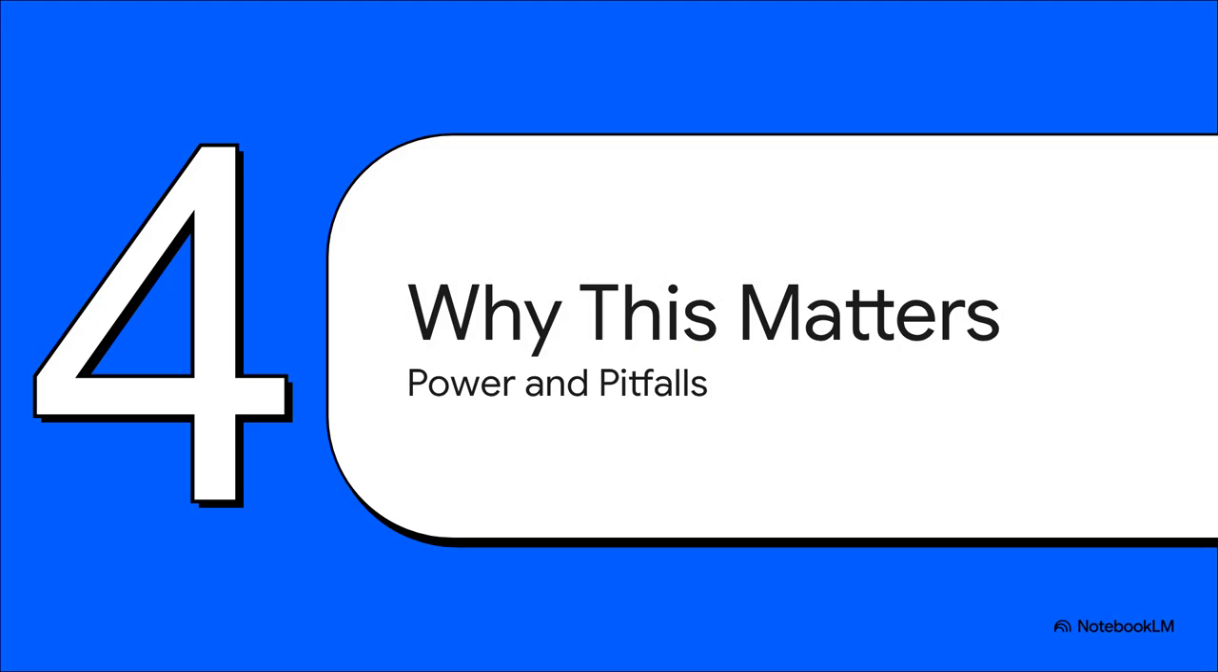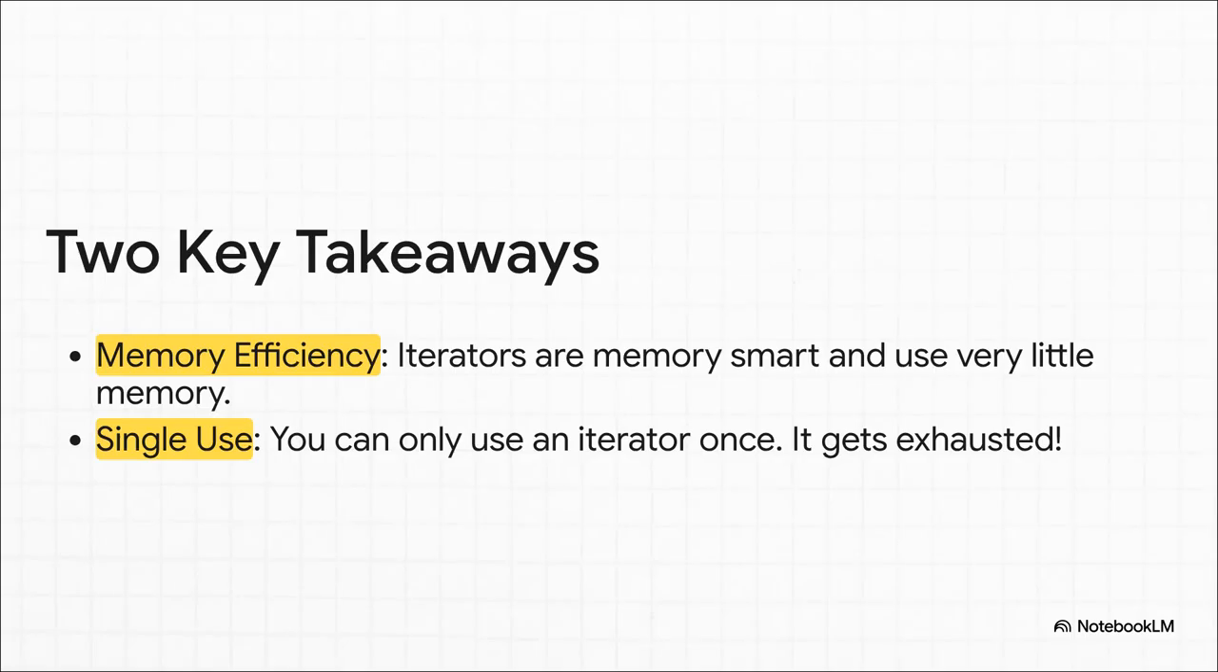Okay, so you might be thinking, this is cool trivia, but why does it actually matter? Well, it turns out this is way more than just trivia. Understanding this secret is what separates good Python code from great, really efficient code. And it all really comes down to two huge takeaways. First, this whole system is incredibly memory efficient. And second, it introduces a major pitfall, a gotcha, that you really have to watch out for. These iterators are single use only.